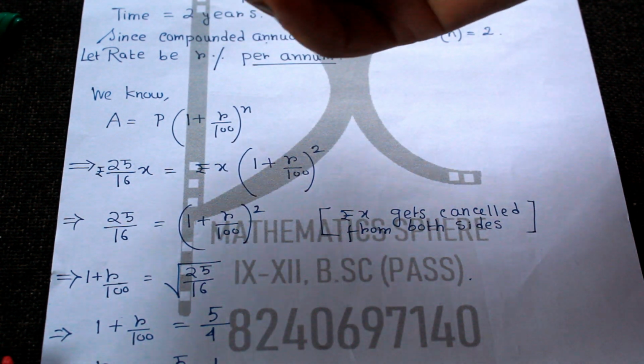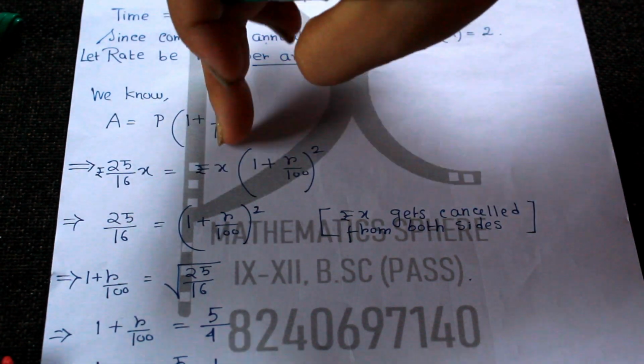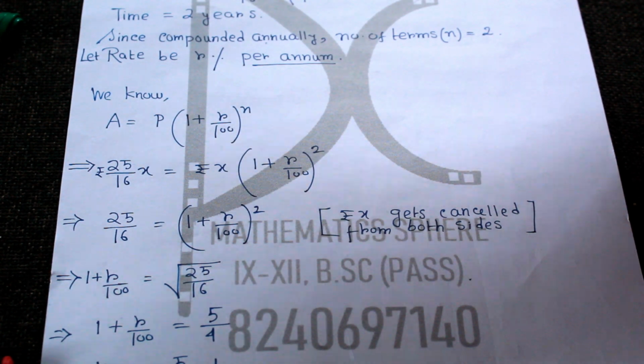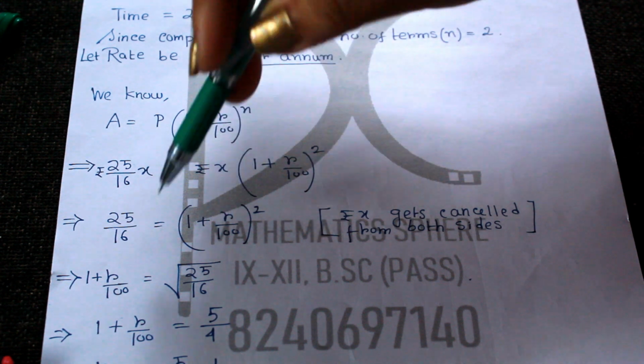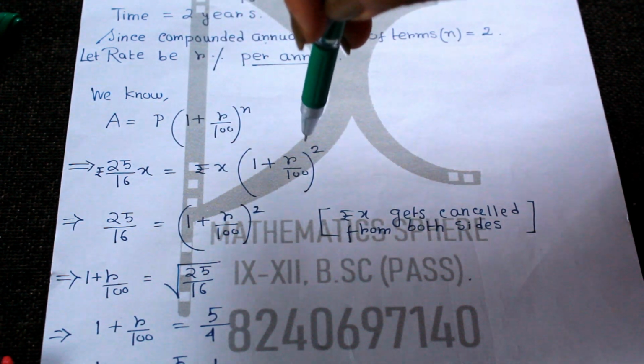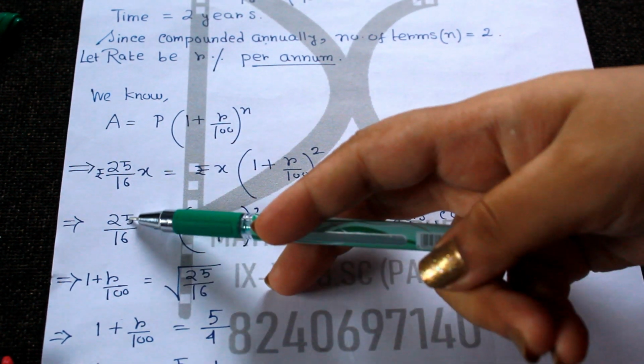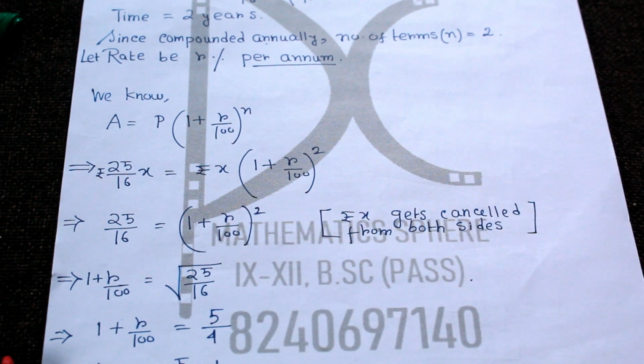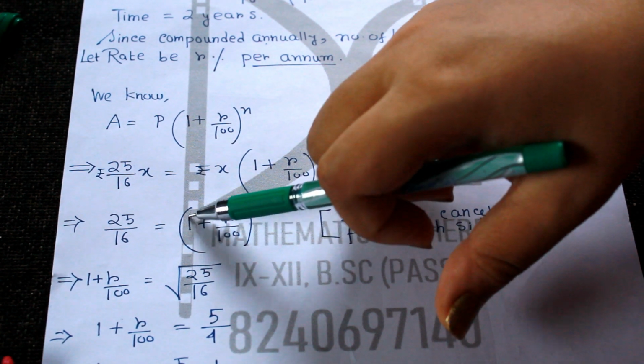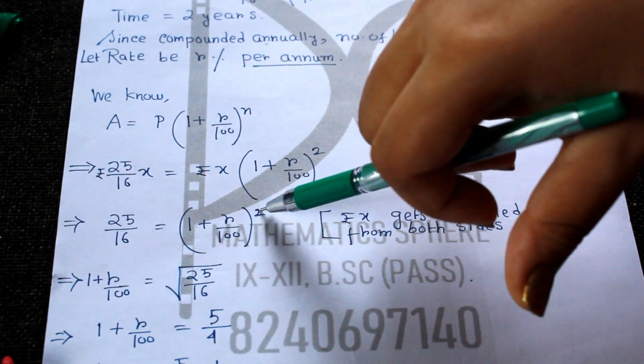The sum can be done with rupees 100 also. If you take 100, this will cancel ultimately. Now we need to work with this and find this r. So this becomes 25 by 16 equal to 1 plus r by 100 whole square. Now we have to remove this part from here. So the square is there.